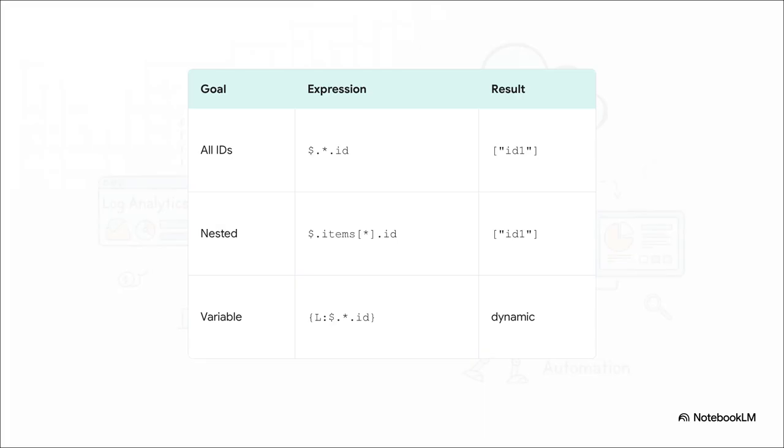Let's actually look at how this expression logic works in practice. Say your goal is to extract all IDs from an array. Well, your expression is $.*.id. The $ sign represents the root, the asterisk matches all the elements, and id pulls that specific field. If you're dealing with nested arrays, you'd use items[*].id. And for the full dynamic usage, we just wrap the parent endpoint name, like listDBHomes, in curly brackets, drop in a colon, and then our expression. That exact syntax is what spins up those dynamic requests.